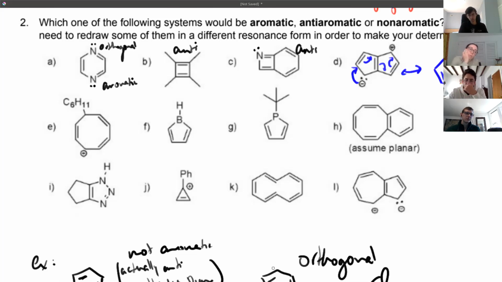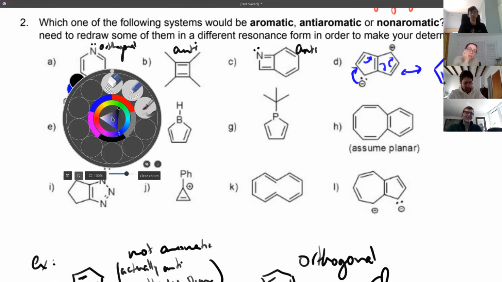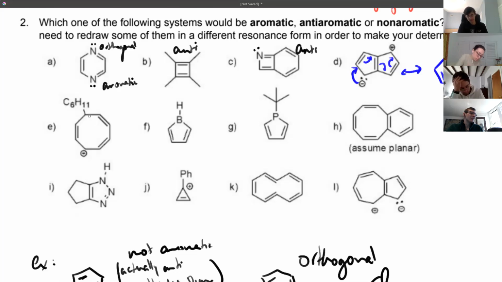I'm looking at this again. Initially I put aromatic, but the carbon that's between those 2 double bonds that doesn't have the positive charge, isn't that sp3? Yeah, it is. Oh, okay. Yes. This carbon right here is sp3 hybridized. So it's non-aromatic. Good call. Yep.